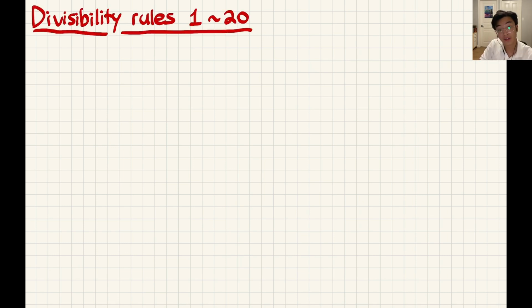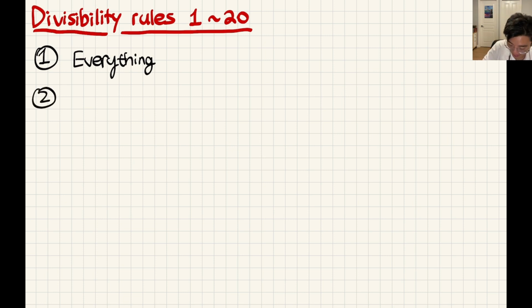Alright, so the first one is 1, which is pretty straightforward. Pretty much everything is divisible by 1. Moving on, we'll go to number 2, which is luckily still pretty straightforward. As long as a number is even, it is divisible by 2, including 2 itself. So it could be things like 4, 16, 20, that kind of stuff.